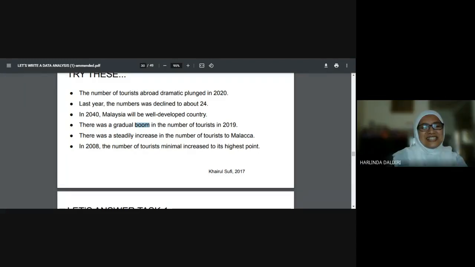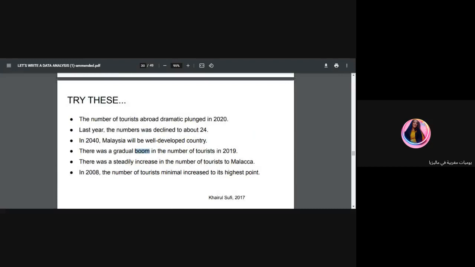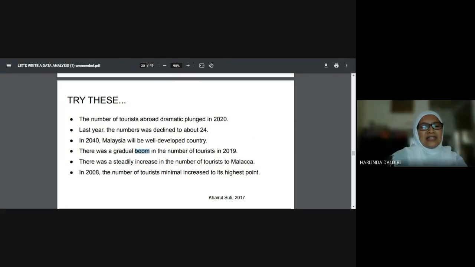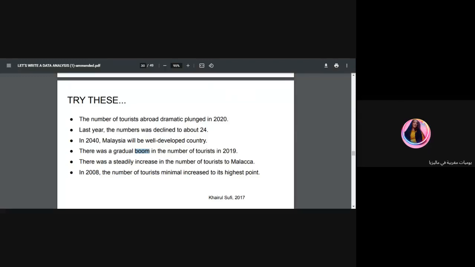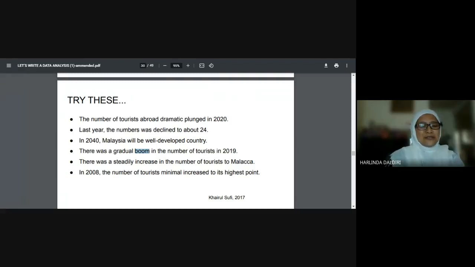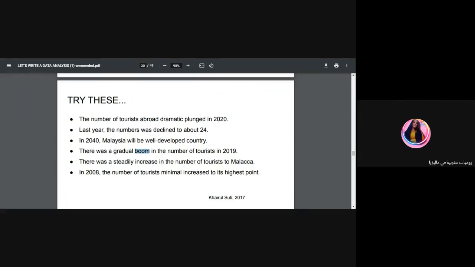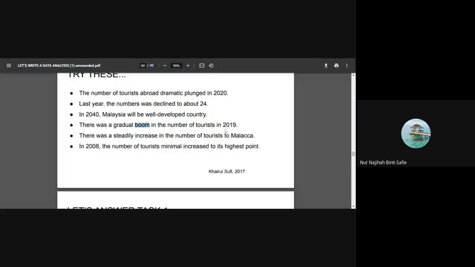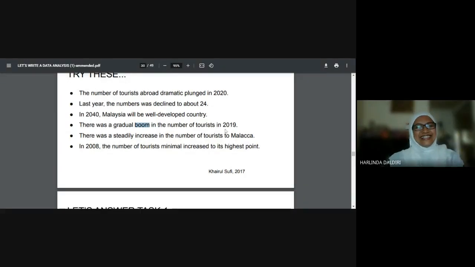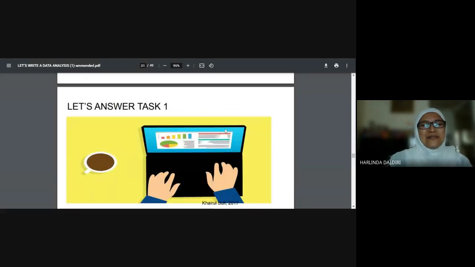Yes. "Increase after then minimally." In 2008, the number of tourists increased minimally to its highest point. Yeah, very good. You will also exit from Cillc, inshallah. If you say Amin, today is Friday, inshallah the doa will be makbul.